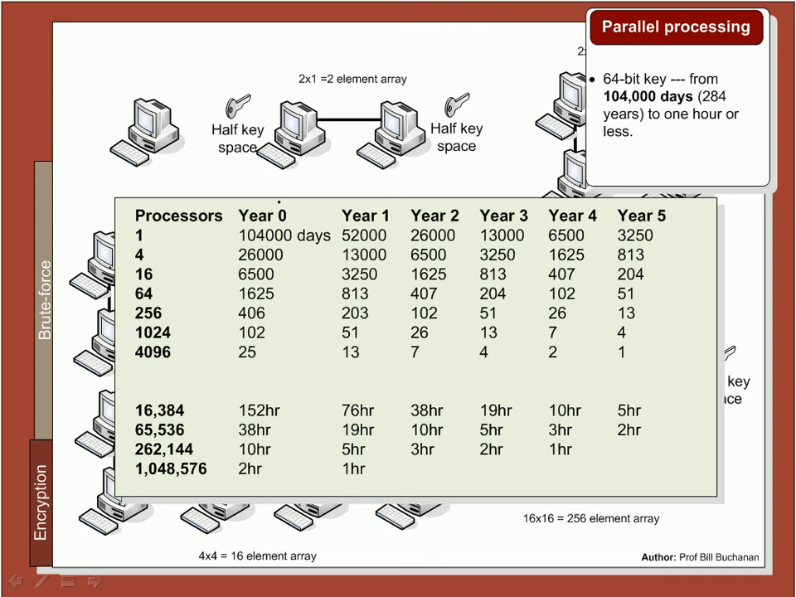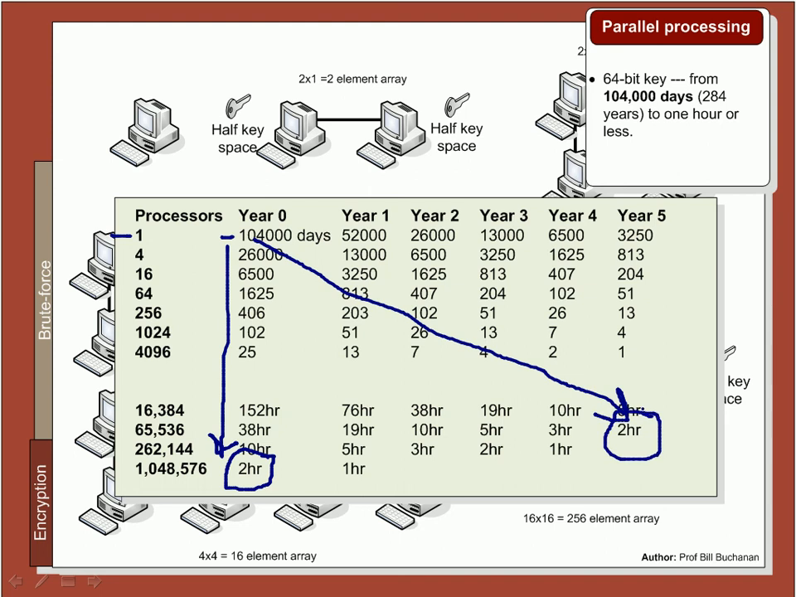We can see now that with one processor it might take 104,000 days, but with an array of 1,000,000 computers, if we had a processing array, it can only take 2 hours. And if we look at that in terms of increasing computing power, we can see that very quickly now, just within year 5, we go from thousands of days down to several hours.